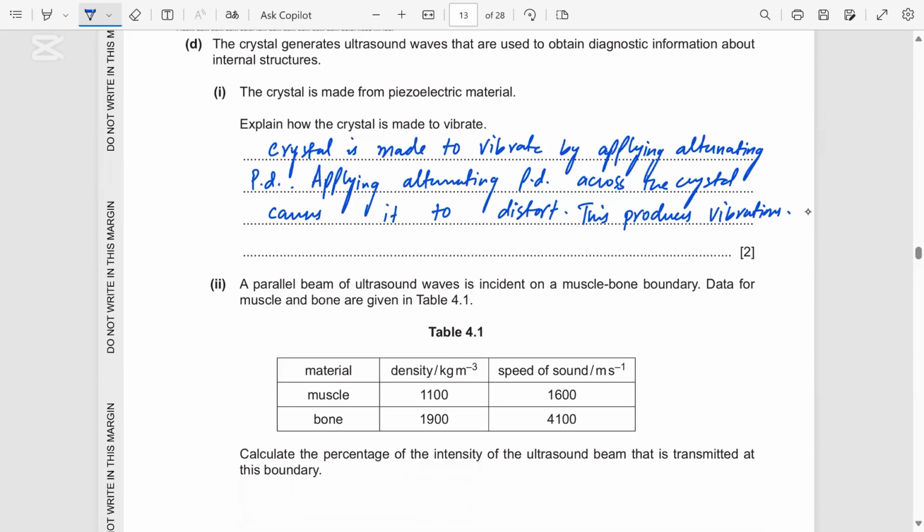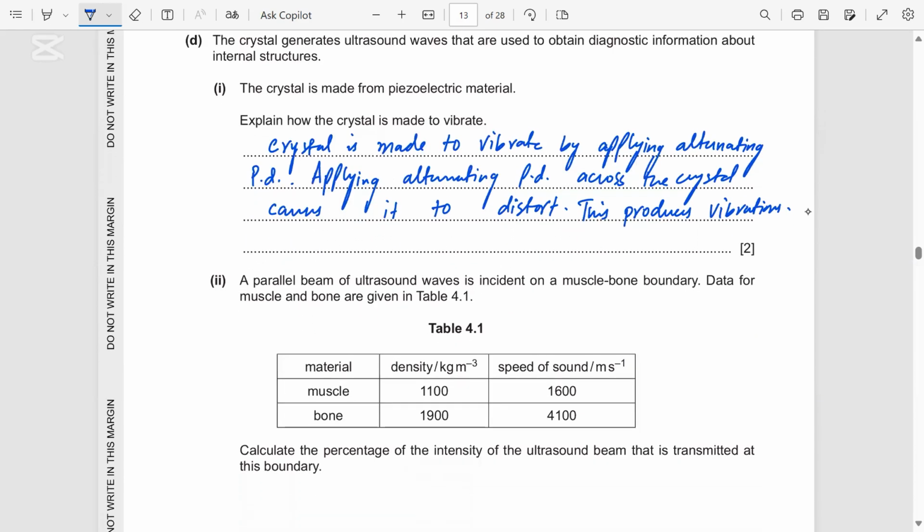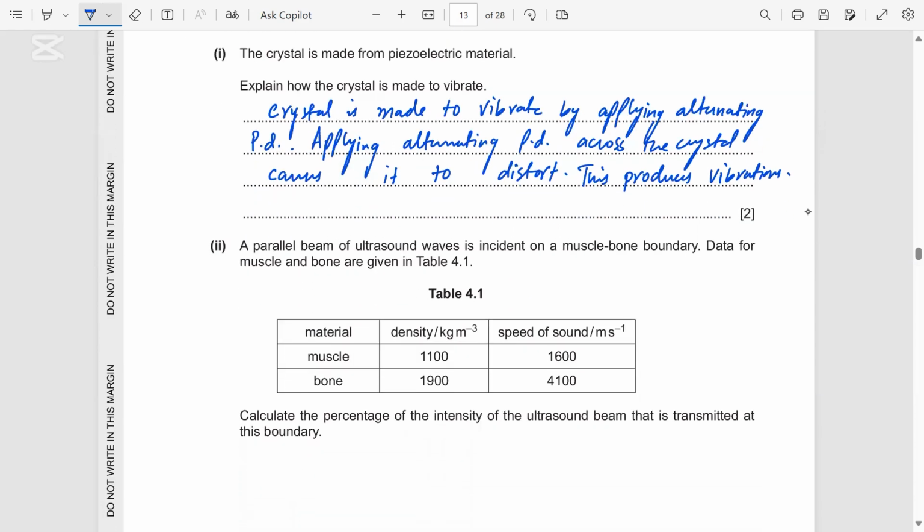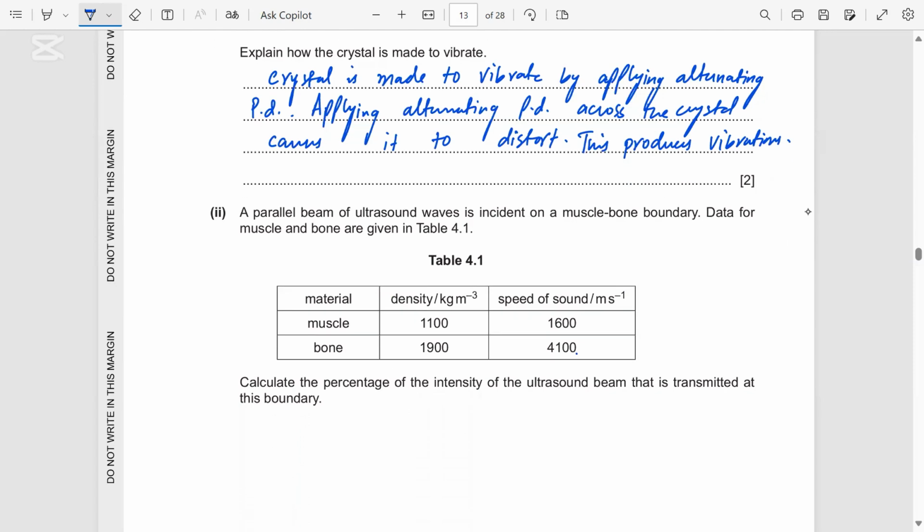A little beam of ultrasound wave is incident on a muscle bone boundary. Data for muscle and bone are given in table 4.1. So we have the muscle here, the density is given, the speed of sound is given, bone is there, speed of sound is given. Calculate the percentage of the intensity of the ultrasound beam that is transmitted at this boundary.